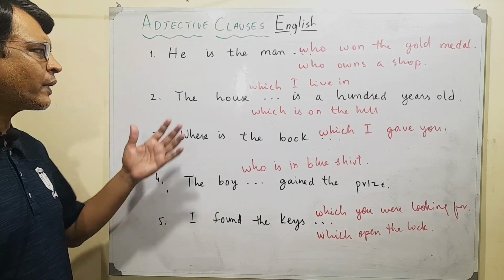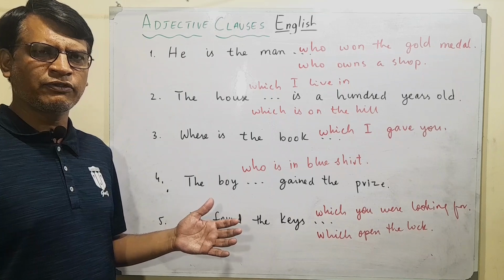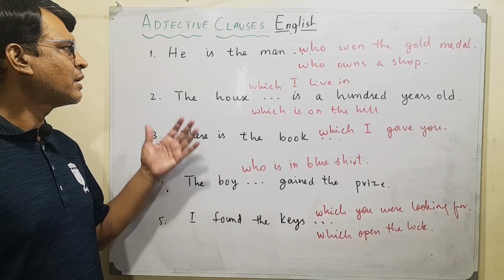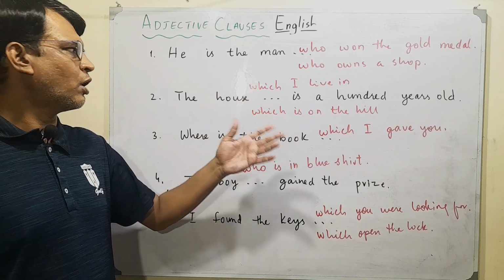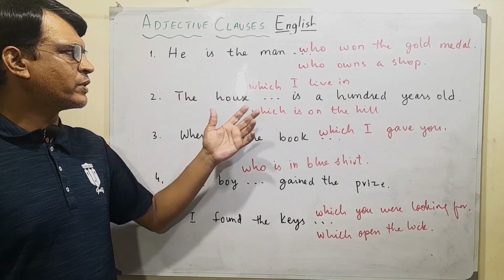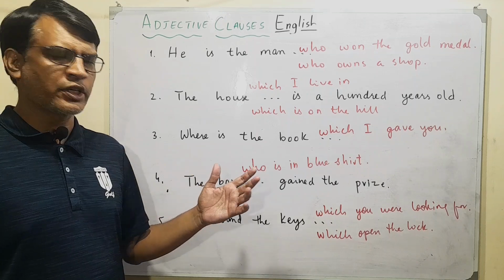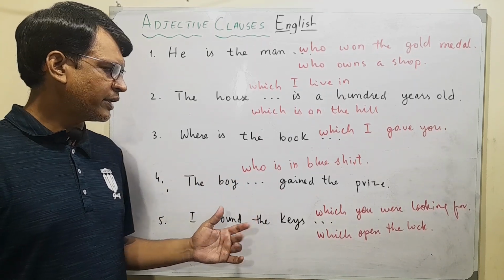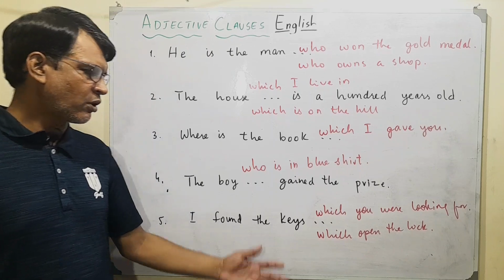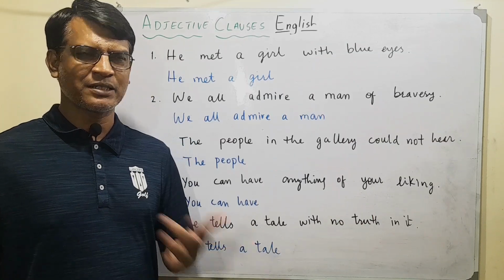Okay. So this is how we can put adjective clause into sentences like these. He's the man who won the gold medal, who owned the shop, the house which I live in, which is on the hill. Where's the book which I gave you? The boy who is in blue shirt, or I found the keys which you were looking for, or which open the lock. Okay, let's do one more exercise.